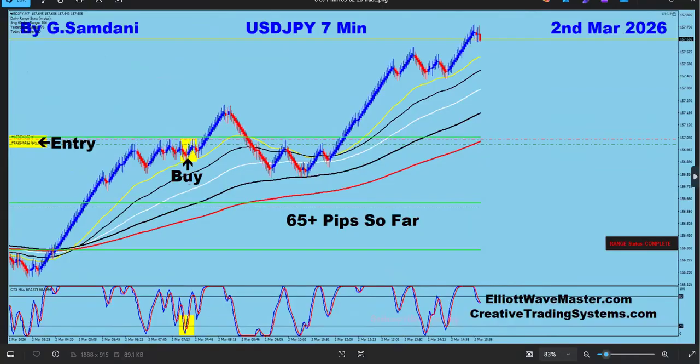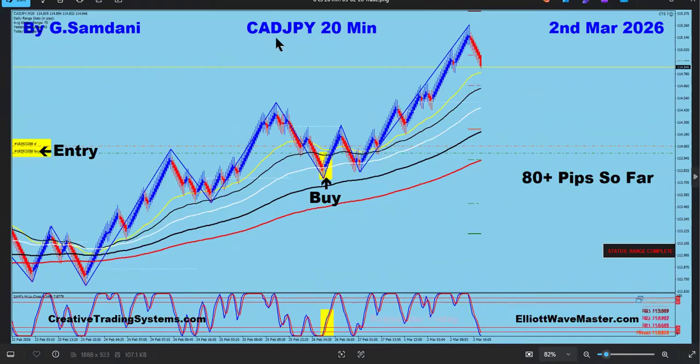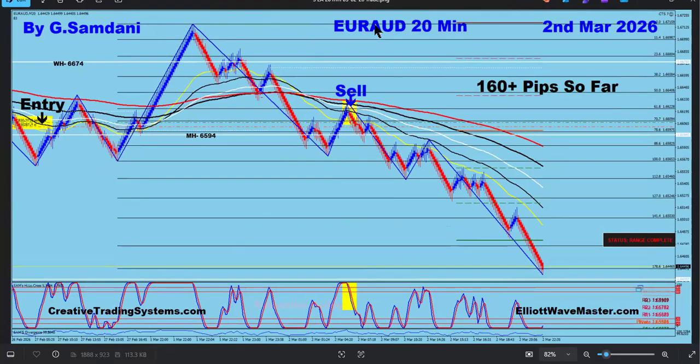So now USD Yen going to the upside, 65 pip from the 7-minute chart. And this is USD Yen again, same drama here as well. That was a 7-minute entry, and this is a 20-minute entry. It's 115 pip on the second. Now this CAD Yen on the second as well, from the 20-minute chart, 80 pip here. Now this one, Euro Aussie, going down from here to here. Look at that, 160 pip.